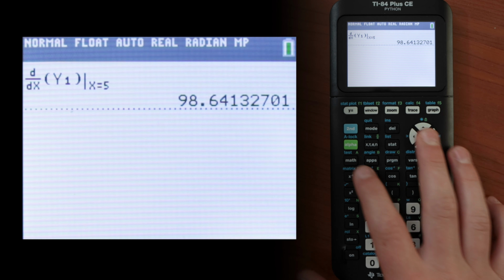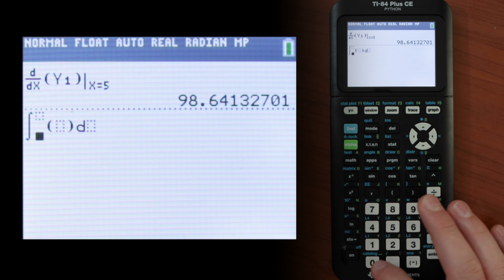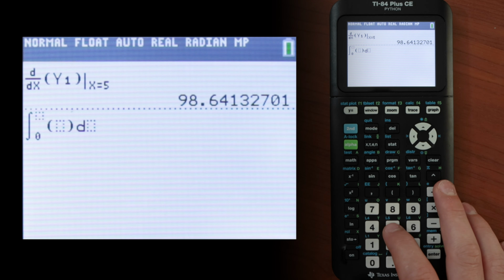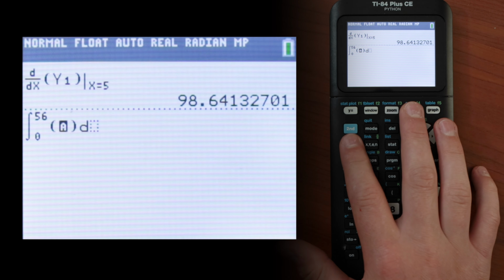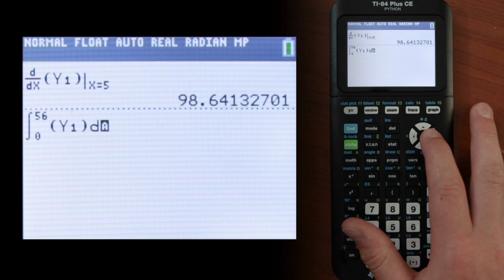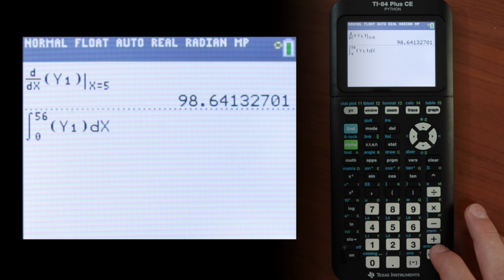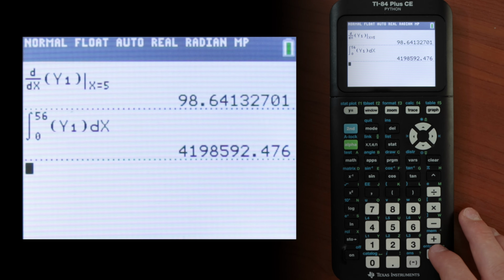And that is our derivative. If I want to take the integral, for example, from 0 to 56 or something, and then I could plug in my function, dx, that's what I will get.